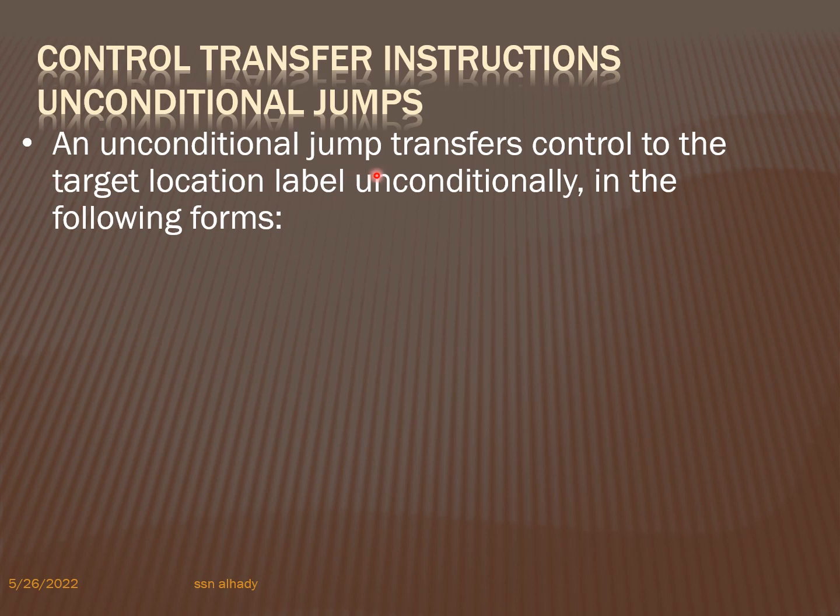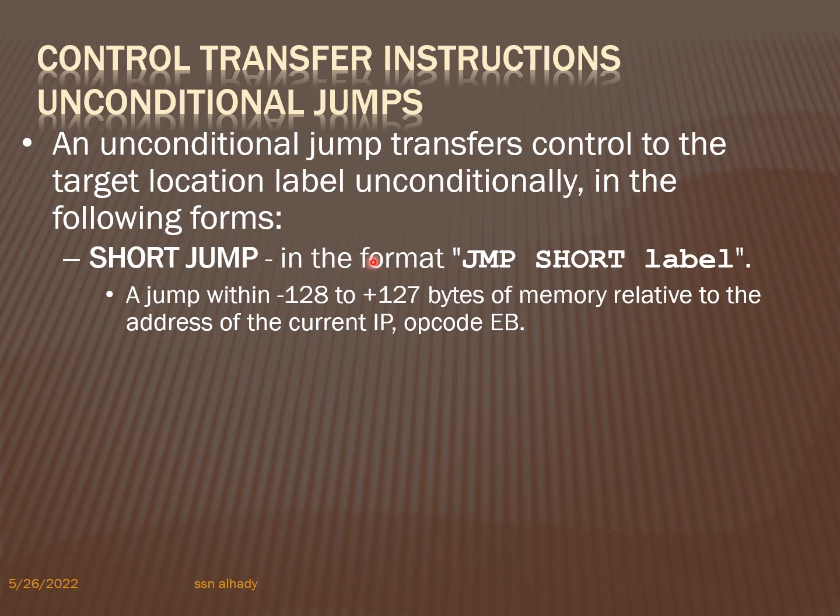Okay, an unconditional jump transfers control to the target location label unconditionally in the following forms. Short jump, you have the format jump short label, a jump within 128 backward and 127 forward bytes of memory relative to the address of the current instruction pointer. The opcode is EB.